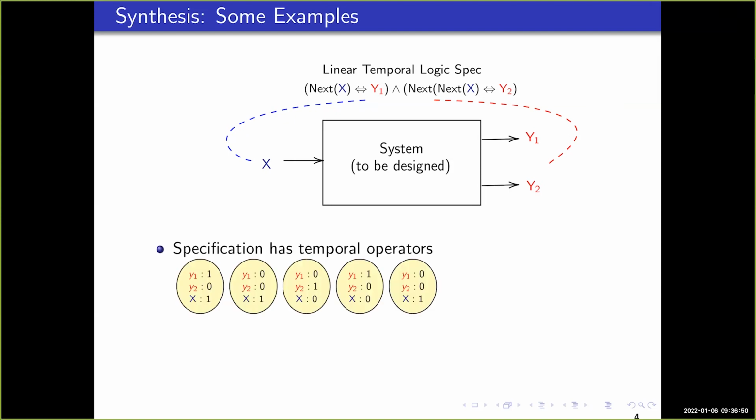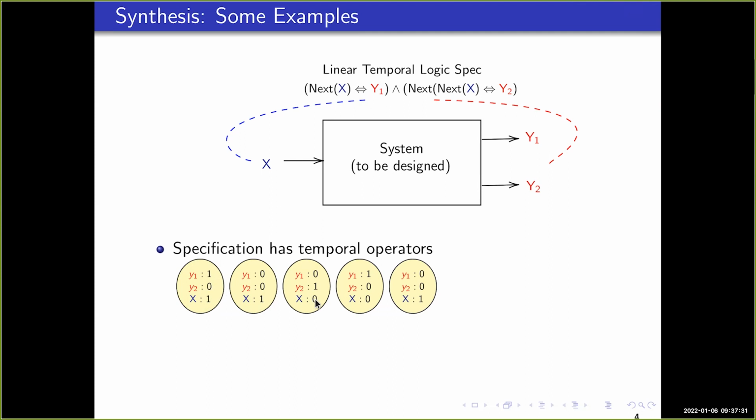But if I try to do the same exercise that I did in the last slide for the x value and the y1 and y2 values here, I'm going to get something like this. Maybe at some point of time, I have x is 1, y2 is 0, and y1 is 1. But remember, the value of y1 must match the next value of x. So if y1 is 1 here, then the next value of x should be 1. And the value of y2 should match the value of x 2 steps down the line. So if this y2 is 0, x 2 steps down the line should be 0.